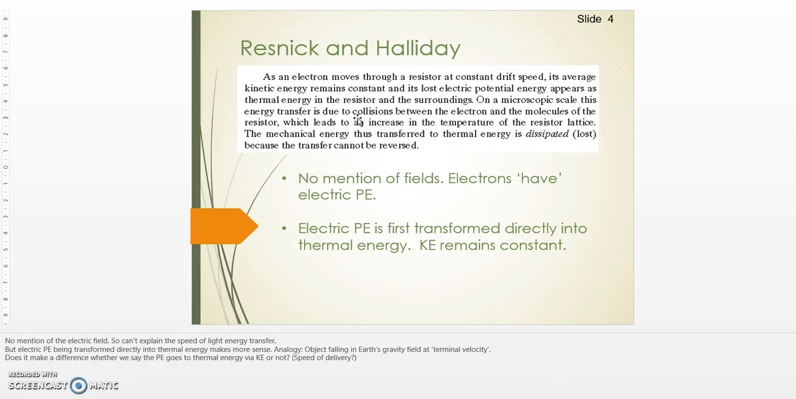First of all, no mention of fields again. So we have electrons themselves having electric potential energy. But because they recognize that the kinetic energy must remain constant, they are suggesting that the electric potential energy is transformed directly into thermal energy. They don't address the question of how the free electrons get kinetic energy in the first place. Presumably some of the electric potential energy is being transferred into electrons, but that's not discussed.